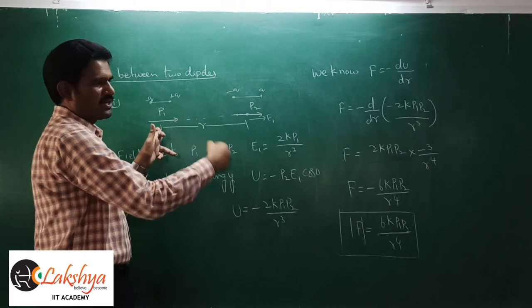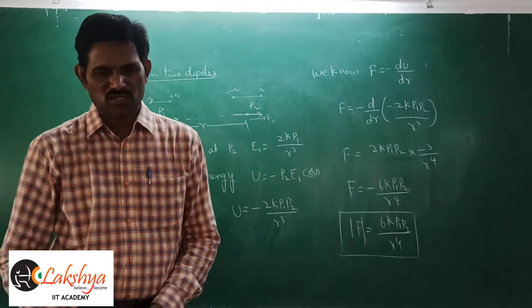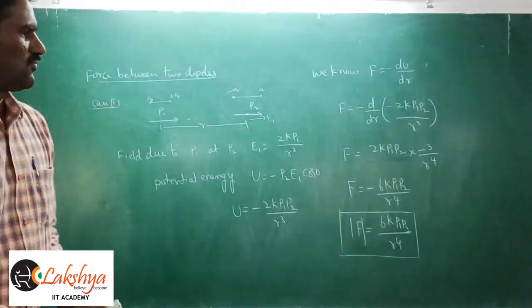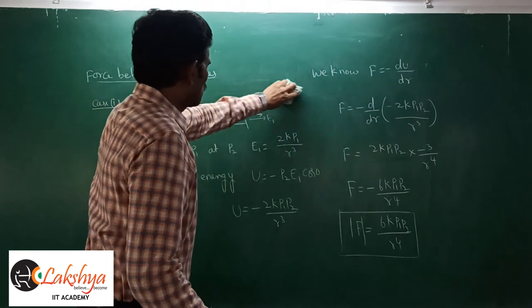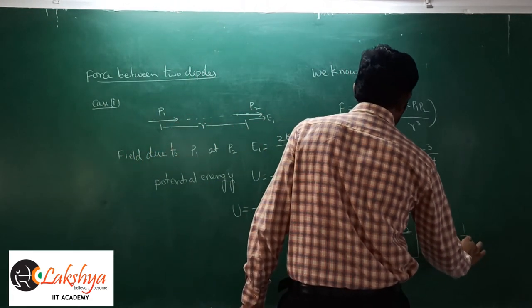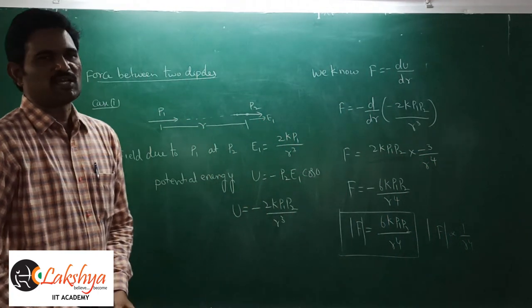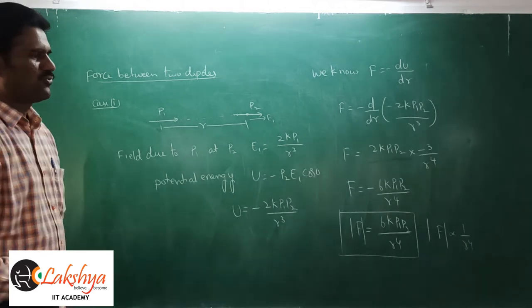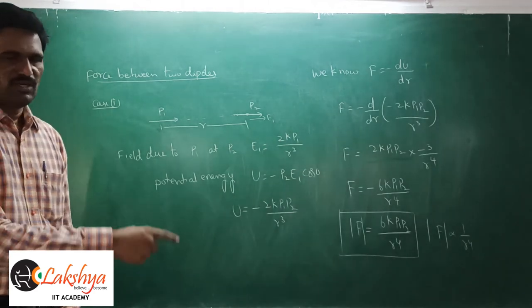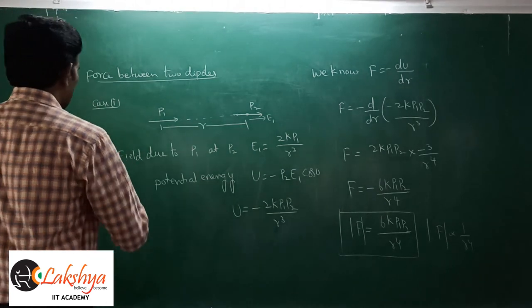And so the net force will be directed like this. That is the significance of the negative sign here. It is an attractive force. The force between the two dipoles is an attractive force. You should also remember that this force between two dipoles is inversely proportional to r power 4. Whereas between two point charges, we mentioned that the force is inversely proportional to r square, but here it is inversely proportional to r power 4. So this is case one. Let us see the second case.